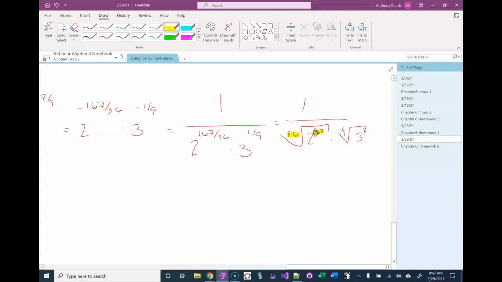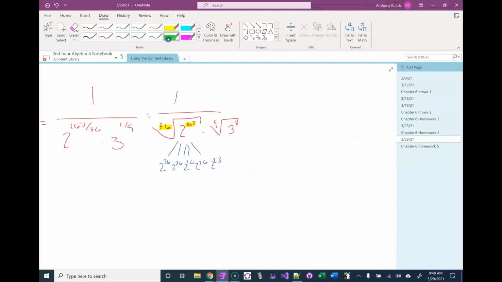But my exponent is bigger than my index there. Let's see, 1, 2, 3, 4. So I can break that up into 4 packets of 36 and then a leftover 23. So that means that I can pull 4 2's out front, and I'm left with a 2 to the 23rd underneath.